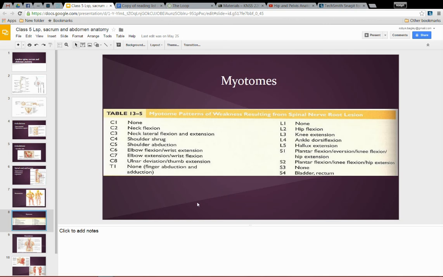Myotomes are muscle contractions. So looking at this side, L1 does not have a movement, but L2 is hip flexion. So if you were concerned that somebody had damage to their spine, you could check these different movements, and if they could do these movements, generally you can be assured that there's not serious damage. Now, if they have weakness in these movements or can't do them, then that is the site where you're concerned about there being injury. And we will go through these in the lab so that you can try them.